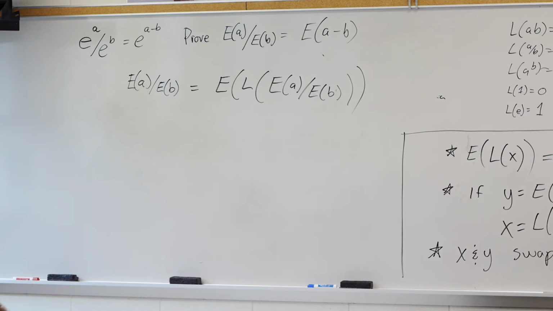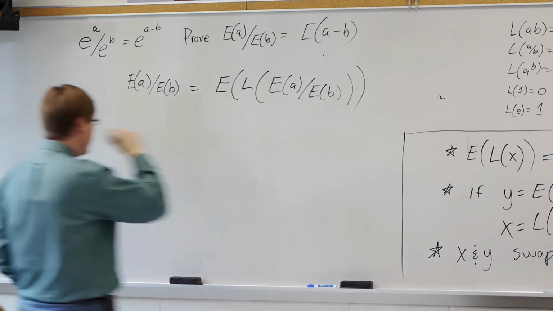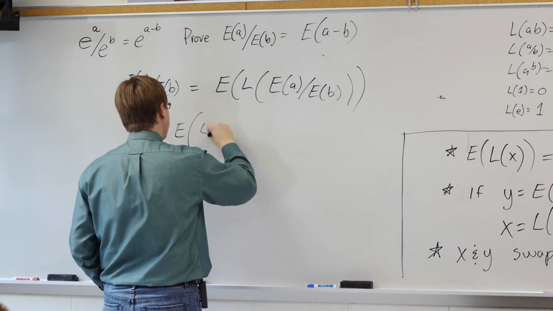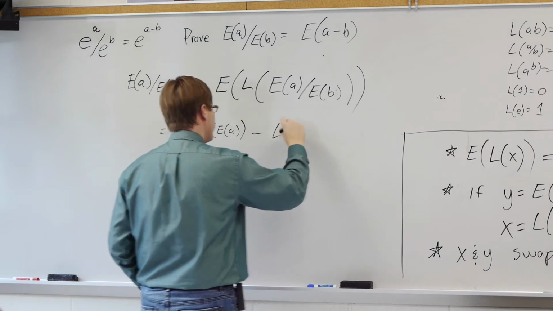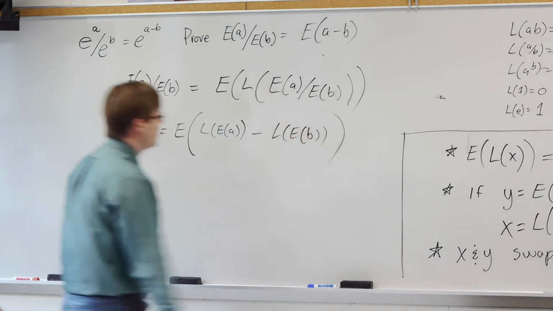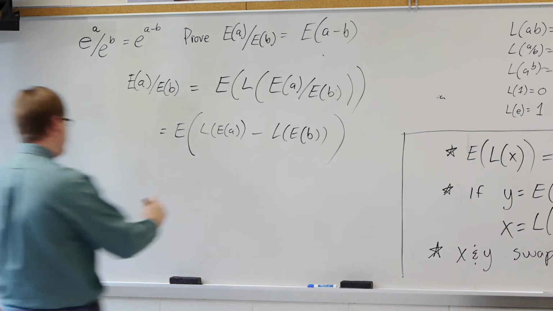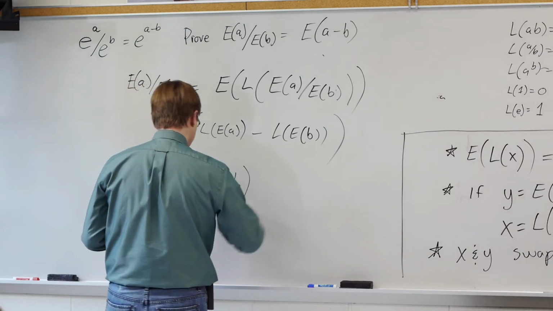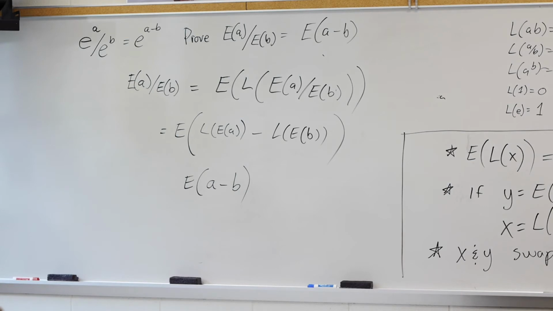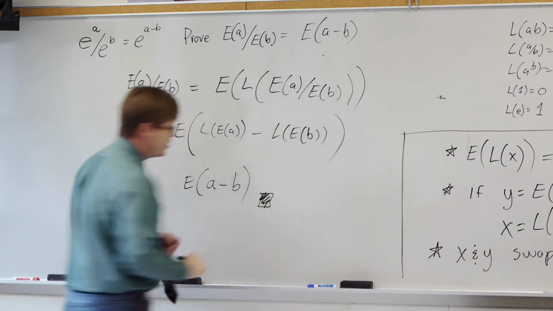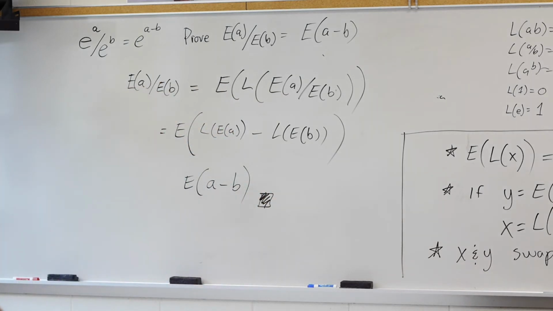On the inside, I have L of a quotient, which turns into subtraction. So this is E of L of E of A minus L of E of B. But L of E of A is just A. L of E of B is just B. So it is E of A minus B. So I can draw a box.